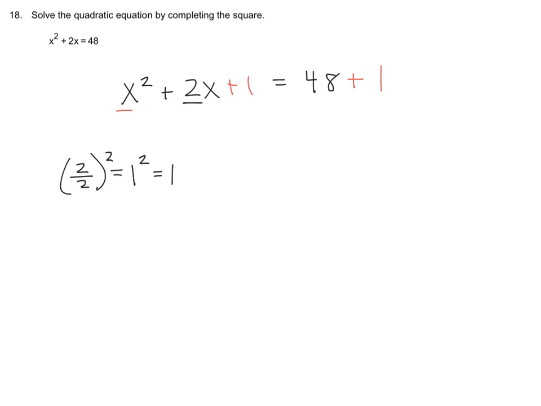Now, the left side, this x squared plus 2x plus 1, should be a perfect square. So we're going to write it as a perfect square by making one parenthesis with an exponent of 2. And then to find out the term inside of the parenthesis, all you do is you take the square root of the first term. So the square root of x squared is x. Then you take the square root of the last term. The square root of 1 is 1. And then you keep the middle sign, which is a plus sign.